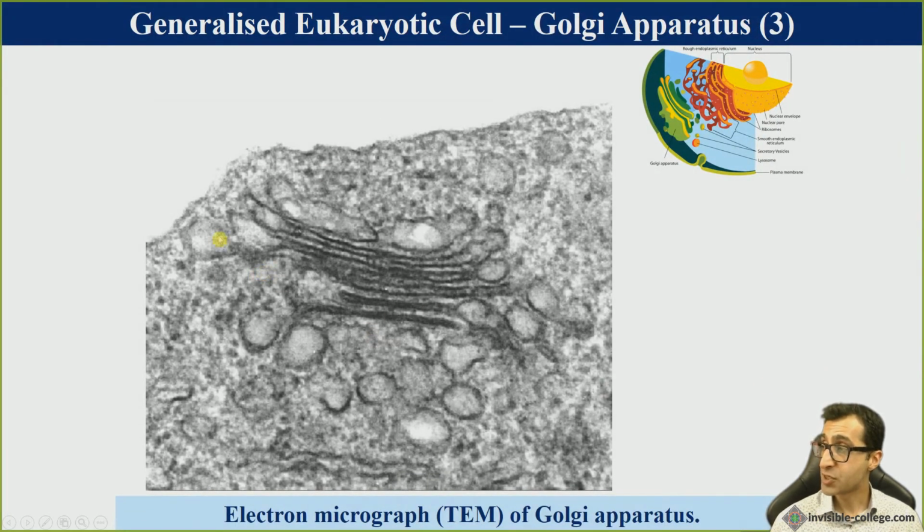This is a transmission electron micrograph showing the Golgi body, as you can see here. And here you can see the satellite of vesicles surrounding the Golgi body.